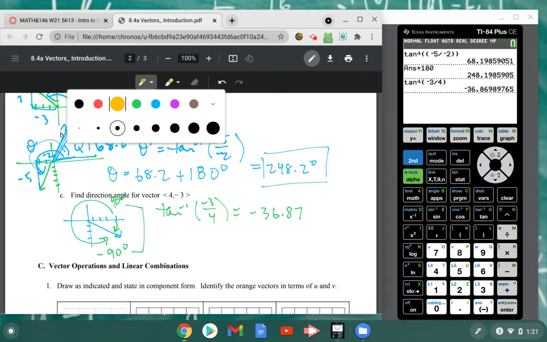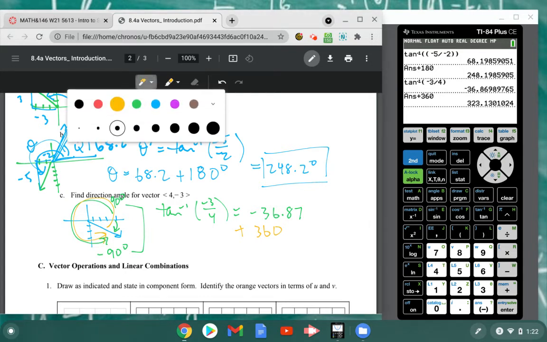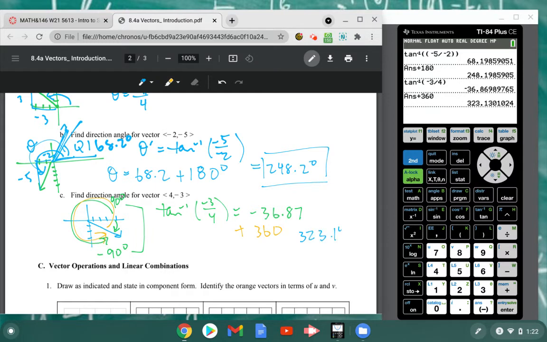I just want to express this instead going counterclockwise. So I'm going to add 360 to this one, just add a full rotation. With this picture, I know if I need to add a full rotation, or if I just need to add half of a rotation to get to the correct answer. So I'm going to add 360, and I get the angle that I'm looking for, which is 323.1 degrees.